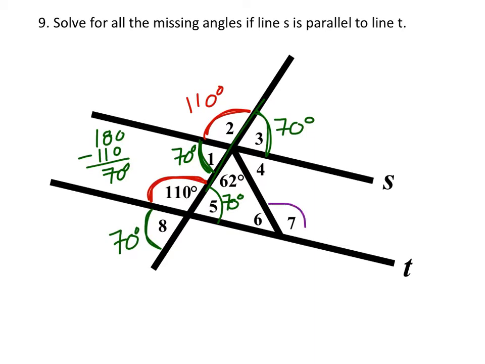If I look at angle 7, it has these two, not alternate interiors. These are remote interior angles, angle 5 and the 62 degrees. So I'm going to take my 62 degrees, add 70 degrees, and I got 132 degrees.